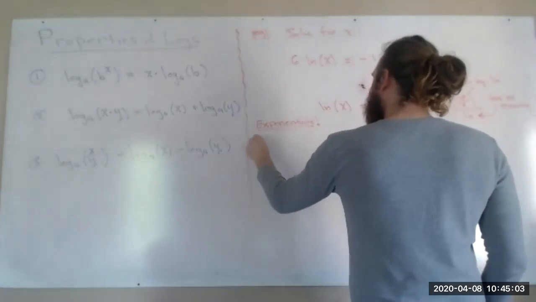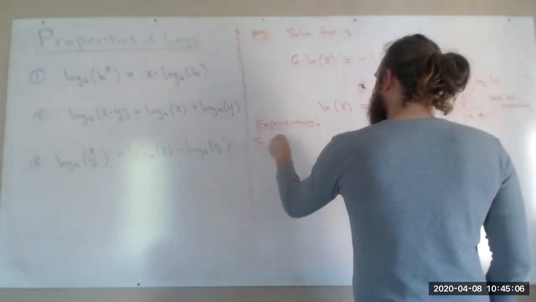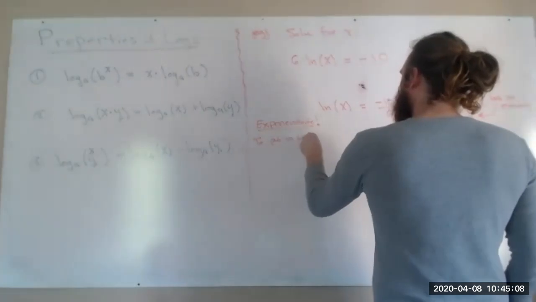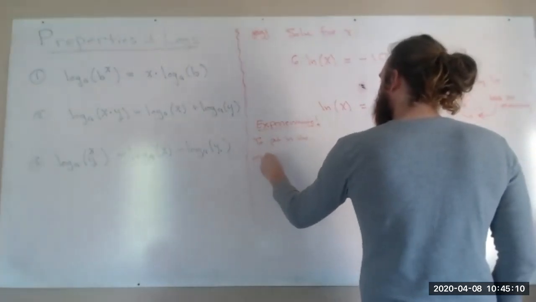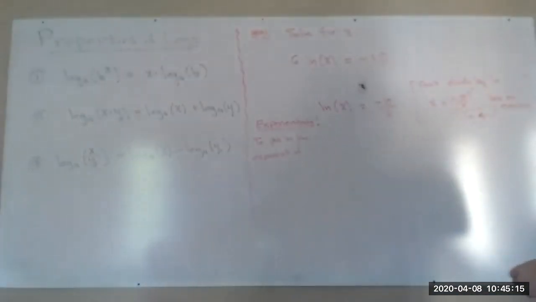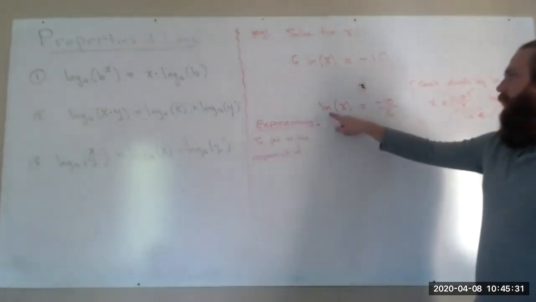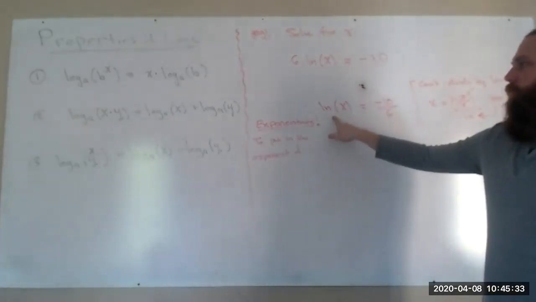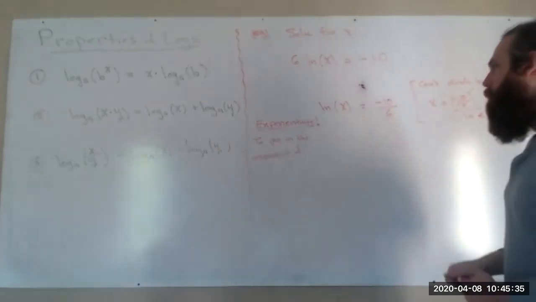Which means to put in the exponent of. I'm going to exponentiate on both sides. Just like taking the log of both sides is an allowable operation for equations, exponentiating on both sides is an allowable operation for equations. Since the ln is the base e logarithm, I'm going to exponentiate base e.